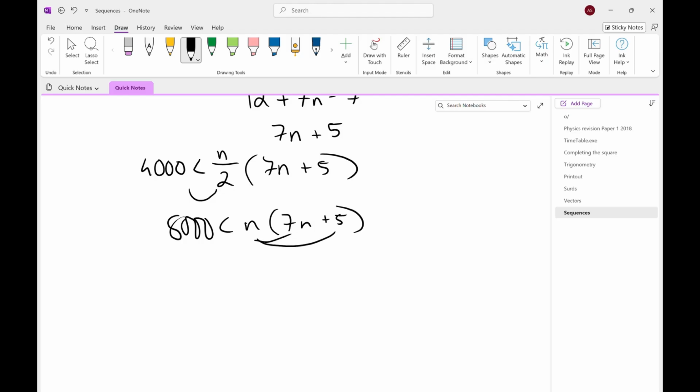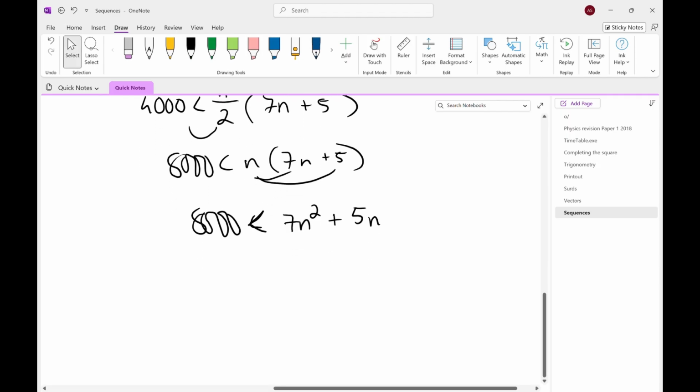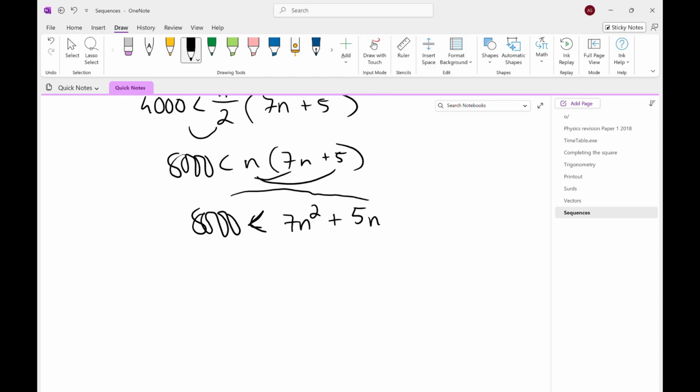Expand out the brackets, and this will give us a quadratic. Remember, pull everything to one side in the quadratic. If you need a reminder, you can always go to the first video which I made on how to solve quadratic equations, anything of that sort. So 7n squared plus 5n minus 8,000, we'll bring it all across, is greater than 0.